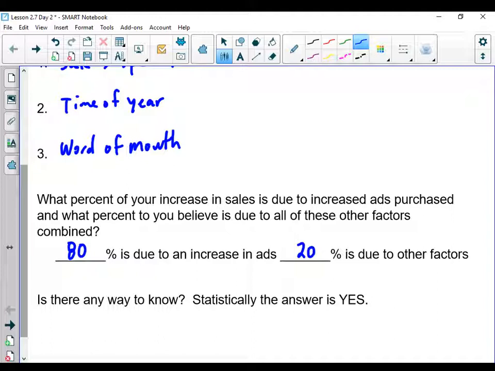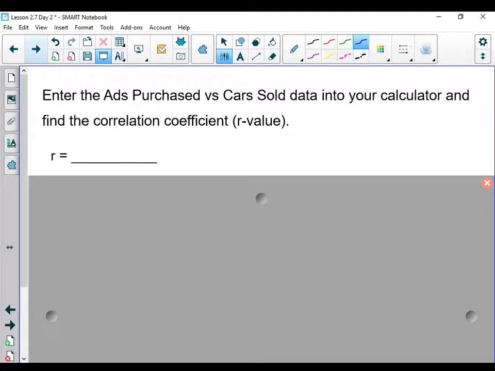So the question is, is there any way to know? Well, statistically, there is a way. And that's what the second part of section 2.7 talks about. All right. Well, again, we've been using this data a lot, where we've had the ads sold and the cars sold.